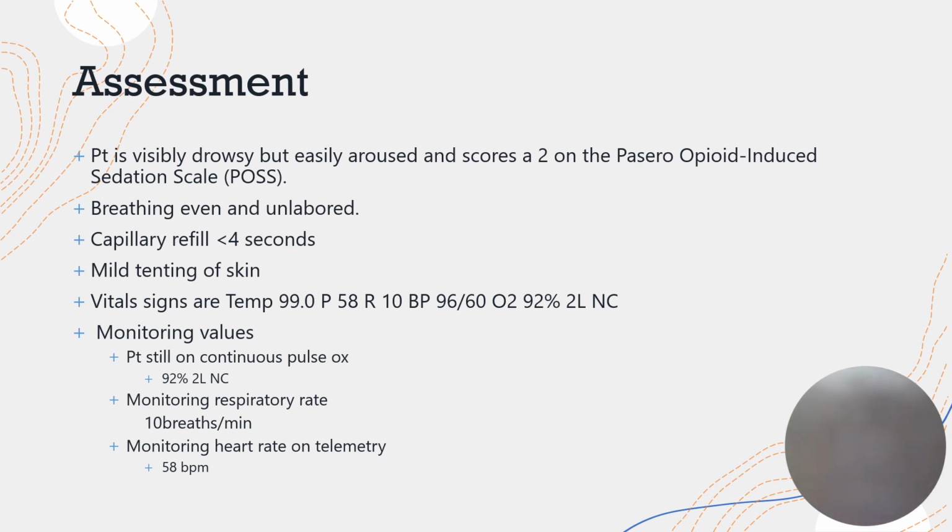She checks his vitals. He's still febrile, 99.0. Still bradycardic, with a heart rate of 58. His respirations are still abnormal at 10. His blood pressure has increased a little, 96/60, but he's not out of the woods yet. His O2 is 92%. That's better, but it's on 2 liters of nasal cannula.